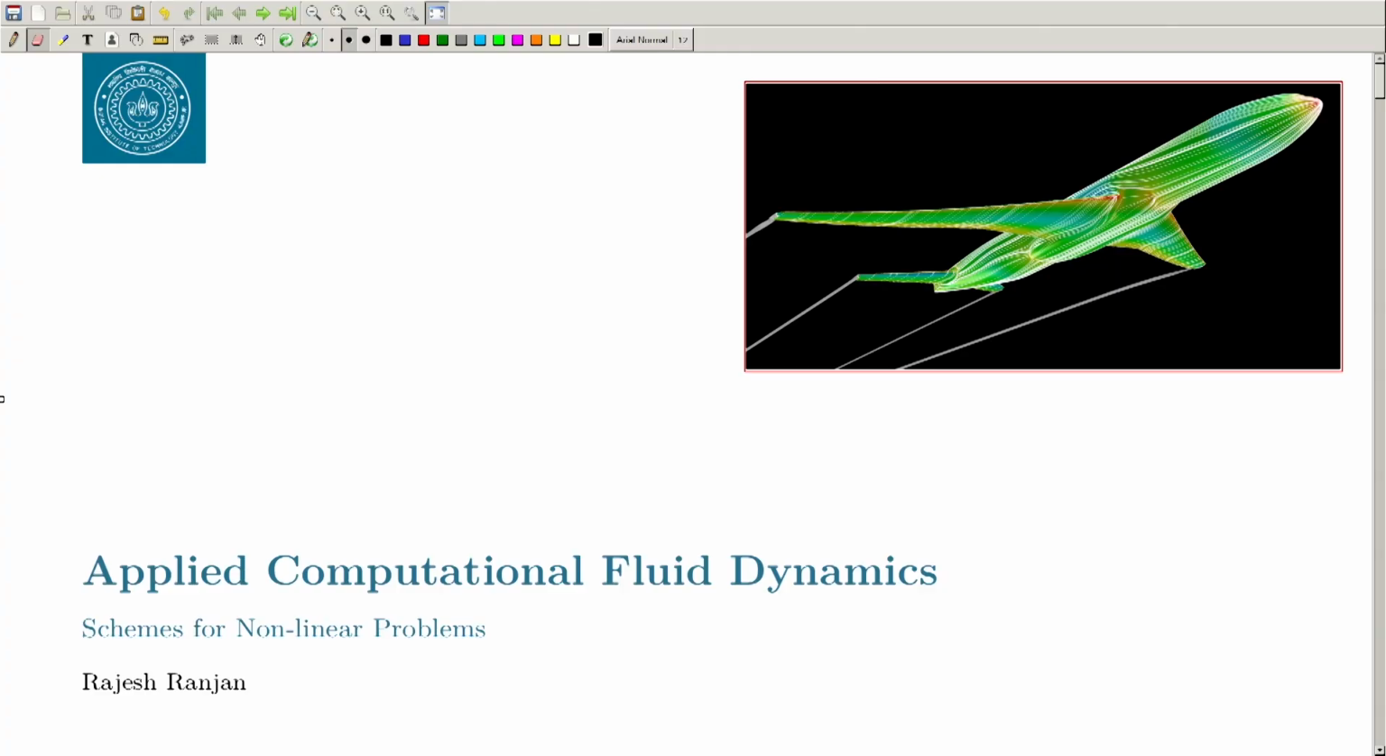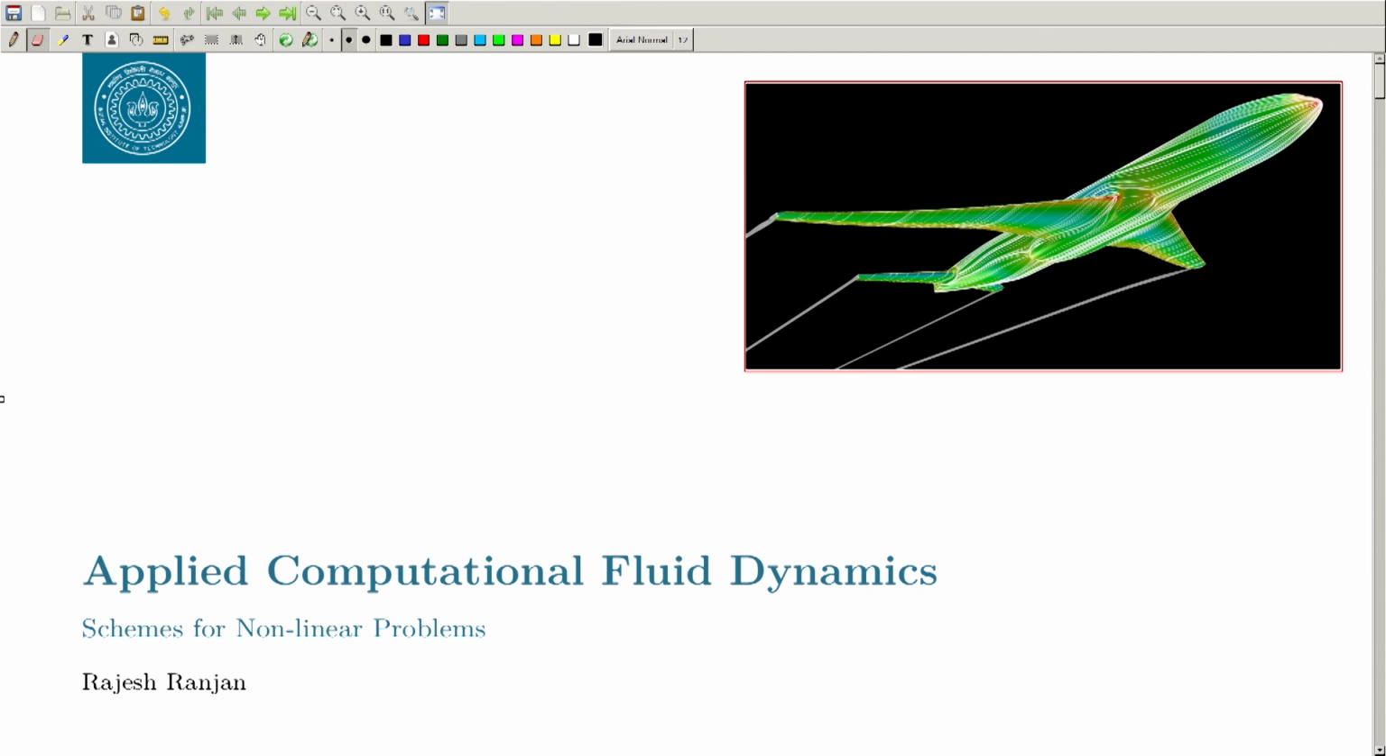Hello everyone, welcome back. In the last class we looked at some advanced schemes: the Lax-Friedrichs, Leapfrog, Lax-Wendroff, Beam-Warming schemes and so on. And we saw that they are basically variations of the FTCS scheme, forward in time and central in space. And because of those variations, these schemes become stable.